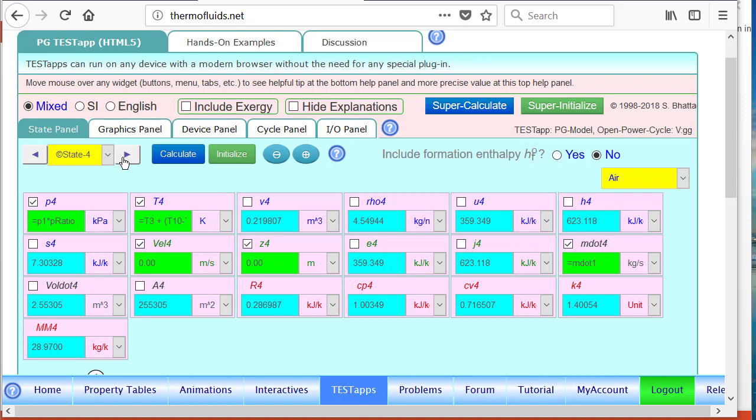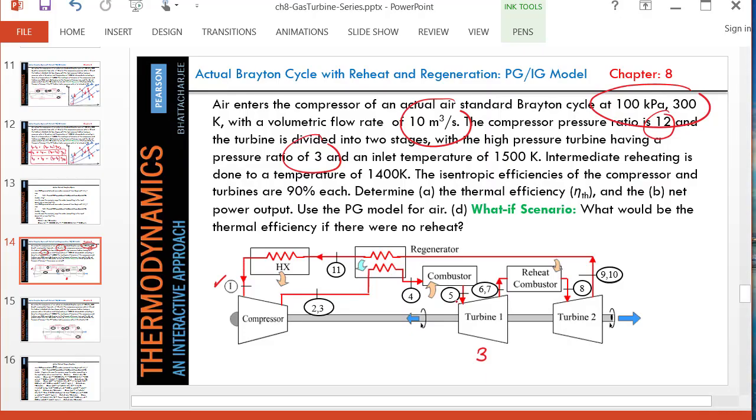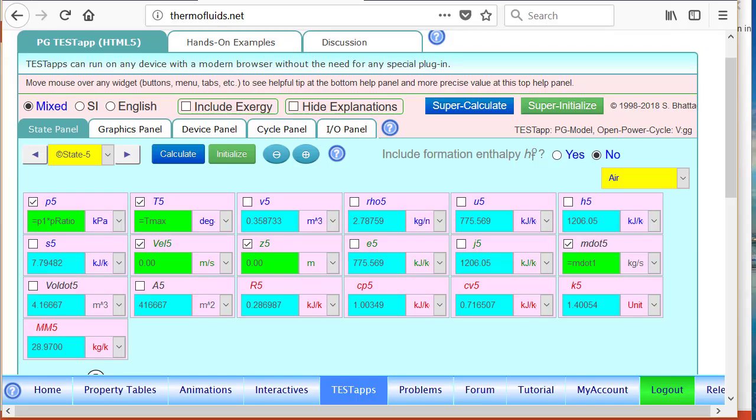All right, so let's go. What is state 5? State 5 is the turbine inlet state. Just let me remind you again. State 5, notice, is right after the combustor, so it will have the maximum temperature, and the pressure doesn't change here, so pressure will be the same as pressure at 2. So as you can see, for state 5, the pressure is the same as pressure at 2, and turbine inlet temperature is the maximum temperature.